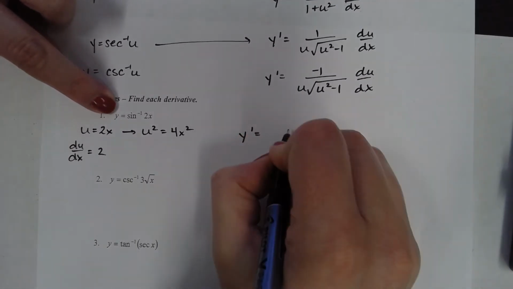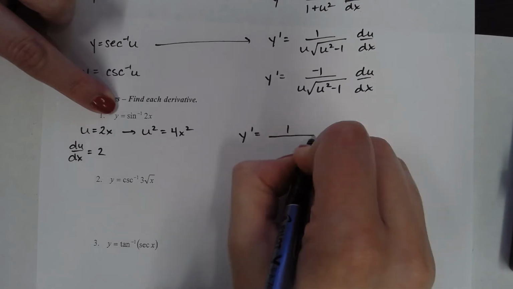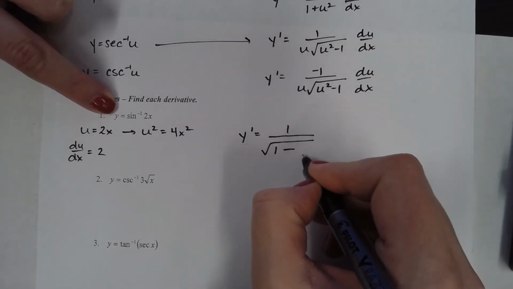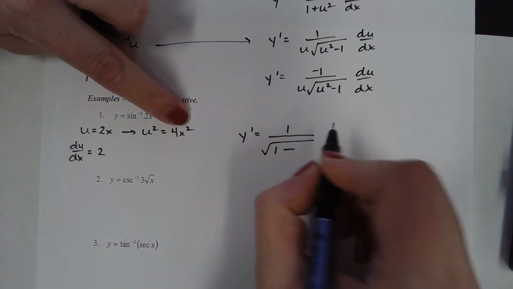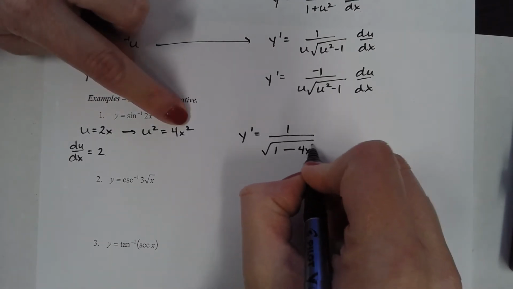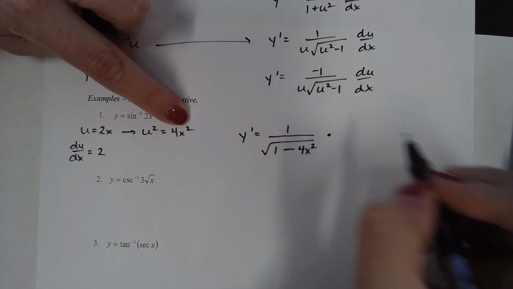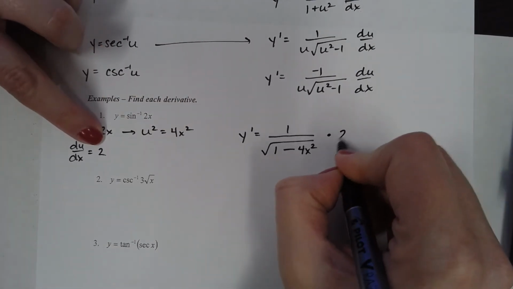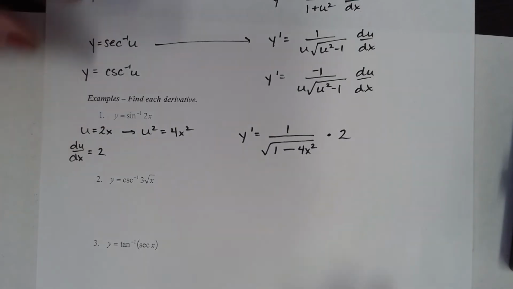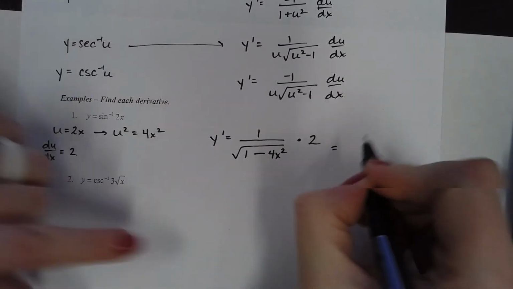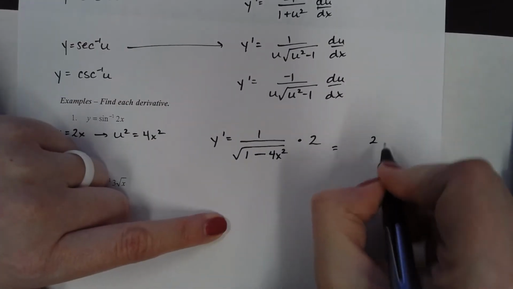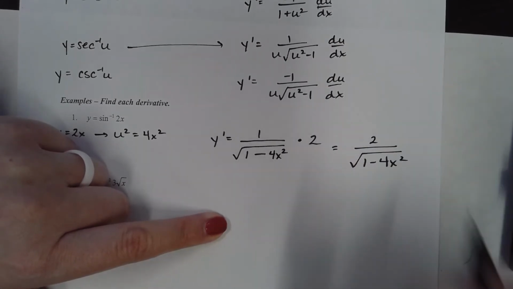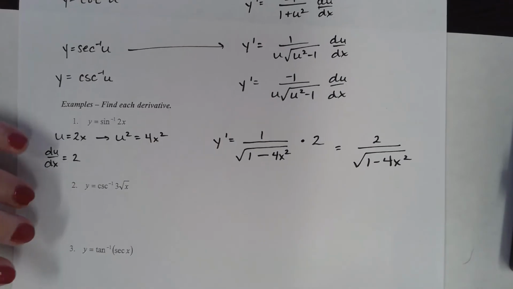So now I can just substitute everything I need into my derivative. y prime equals 1 over the square root of 1 minus, the formula says u squared, so I'm going to fill in 4x squared, chain rule, times du dx. Well, what is du dx? 2. And you're done. And of course, just like we've done in the past with other questions, you can put the 2 on top. And that would be fine as well. Okay?